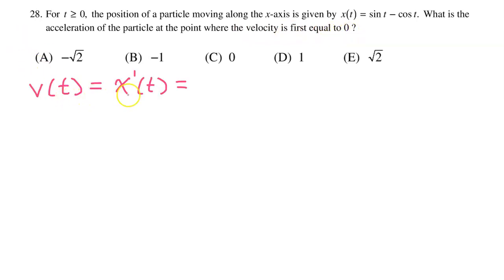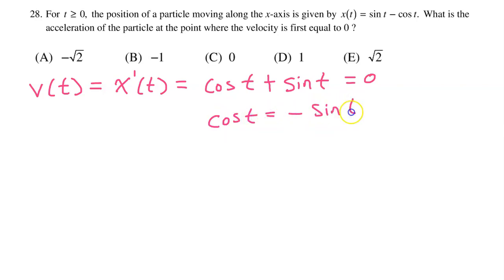The velocity function is the derivative of the position function. So the derivative of sine is cosine, and the derivative of cosine is negative sine. The negative is going to change this minus to a plus. So we are now looking at the velocity function. We need to talk about where the velocity is first equal to 0. So let's set this equal to 0 and solve. So that will give us cosine t is equal to negative sine t.